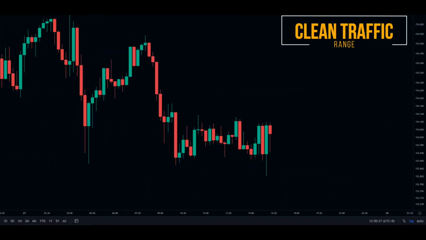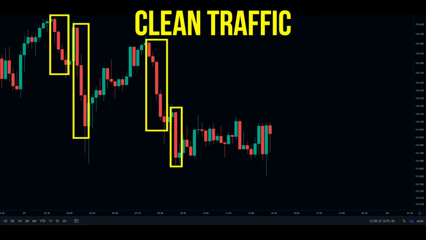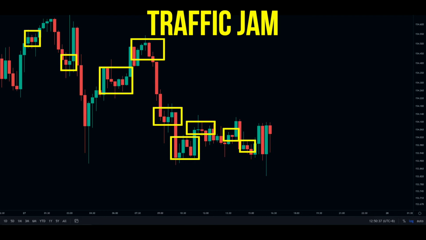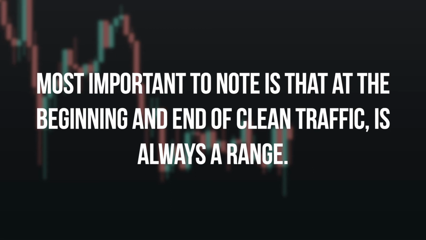What is clean traffic? Clean traffic are impulse moves of price to the upside or downside. There are points in the market where price was able to move easily. Similar to when driving on the road, when there's not many cars in the way, this is known as clean traffic. And when there's many cars in the way, this is known as traffic or a traffic jam. Traffic jams are usually caused by minor supports or minor resistance. Most important to note is that at the beginning and end of clean traffic is always a range.